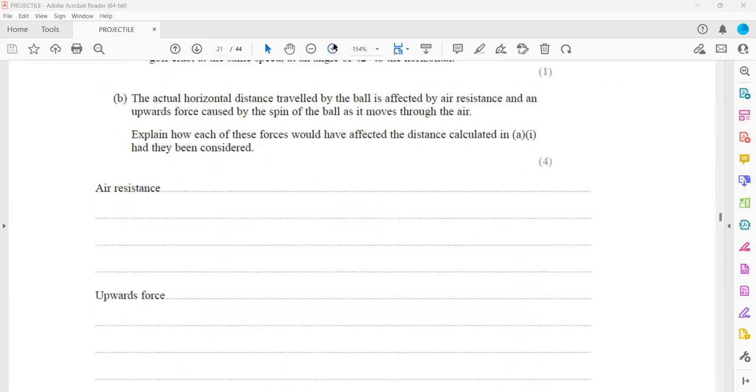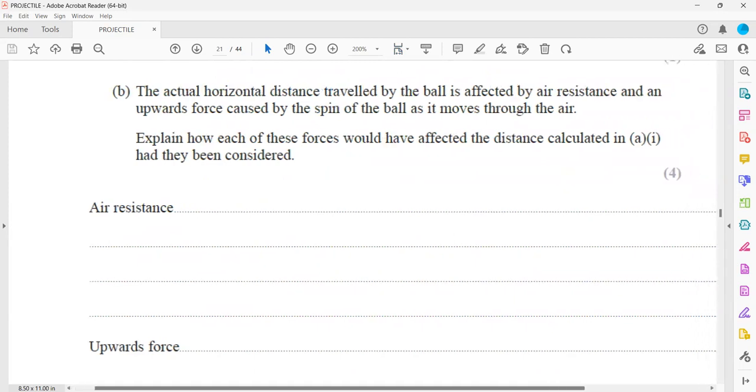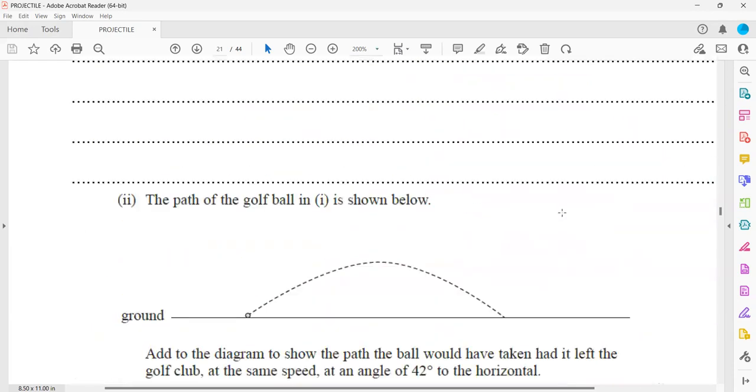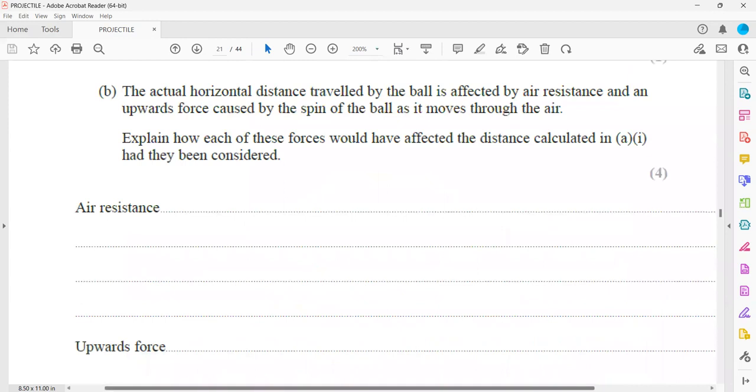The next part: the actual distance traveled by the ball is affected by air resistance and the upward force caused by the spin of the ball as it moves through the air. How would each of the forces affect the distance in A? Like the distance or range we calculated in A1, how will air resistance affect it? It will decrease the time of flight, or it will reduce the horizontal component. So the range will also decrease. And if there is an upward force due to the spin, there will be a greater upward force to increase the time of the flight. As a result, the range will also increase.